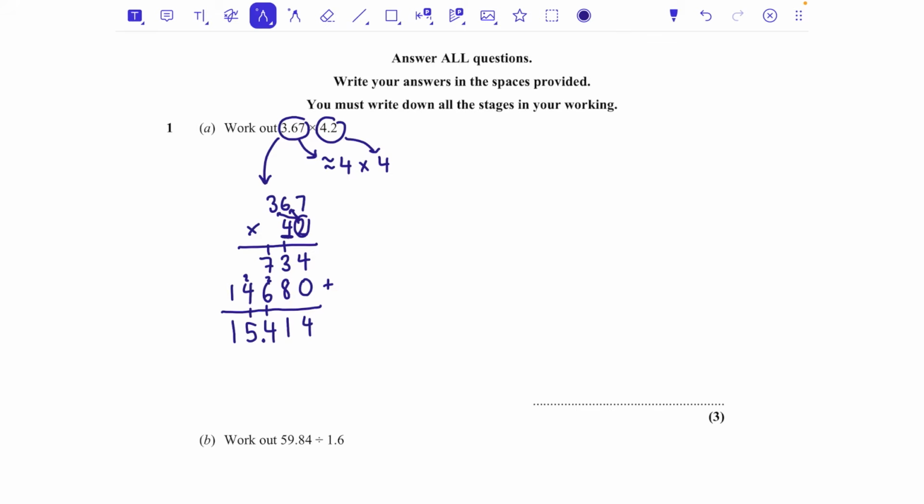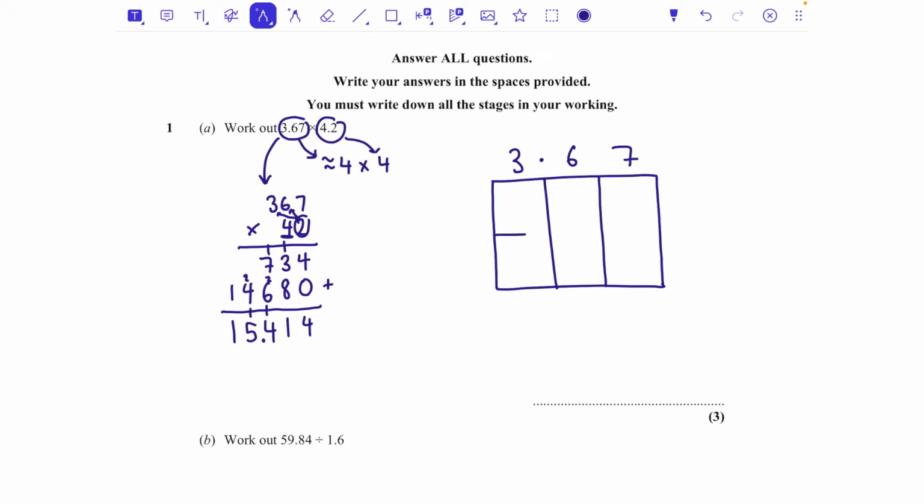That's method number 1. Method number 2 is called the lattice method. It's got lots of different names actually, but I always call it the lattice method. You're going to draw a table. There are 3 boxes going across because that first number has 3 digits, 3.67. And 2 boxes tall because that second number is 4.2. And we're multiplying. You're going to split every box diagonally. And a lot of people find this method easier just because there's less carrying involved. And when I see both of these on GCSE, I do find that this one goes wrong less often, but it's entirely up to you, whichever one you find easier.